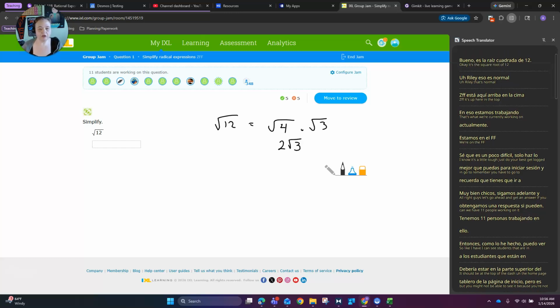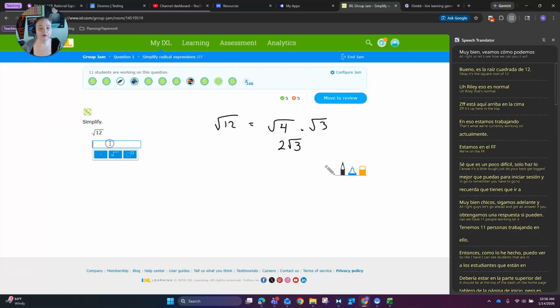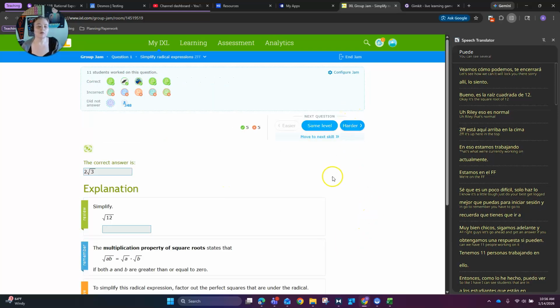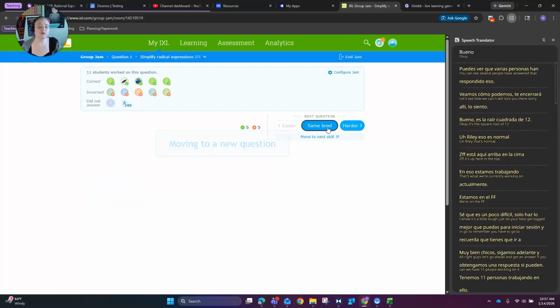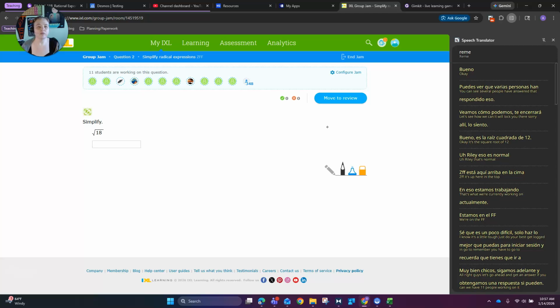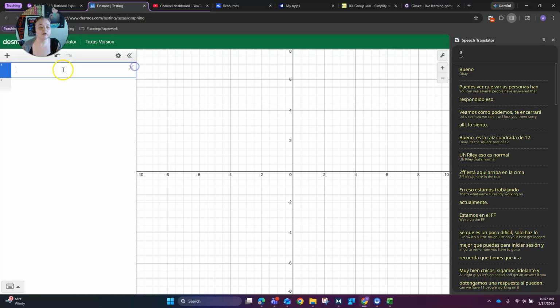All right, so let's see how we can do it. It will lock you there, sorry. So we're going to put 2 square root 3. You can see several people have answered that. Okay, so let's do one at the same level real quick. And remember, you can use Desmos to factor and to determine which ones are your perfect squares.